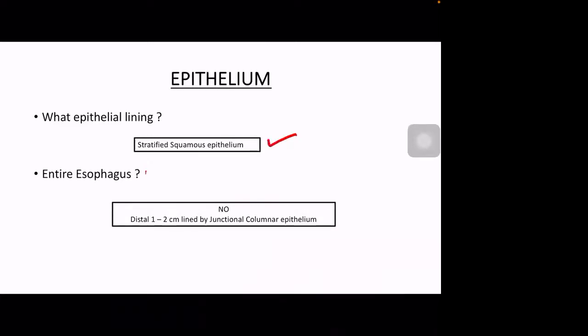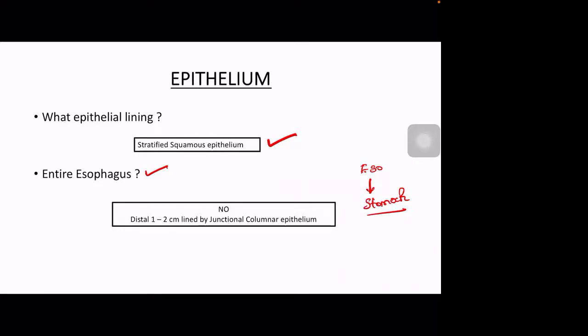But is it in the entire esophagus? No. The distal 1 to 2 centimeter is lined by a junctional epithelium. Junctional epithelium is basically a transition from the epithelium of the esophagus to the epithelium of the stomach. So it is basically a columnar epithelium. So though most of the esophagus is lined by a stratified squamous epithelium, when you reach towards the stomach at the level of the GE junction, the distal 1 to 2 centimeter is lined by junctional columnar epithelium.